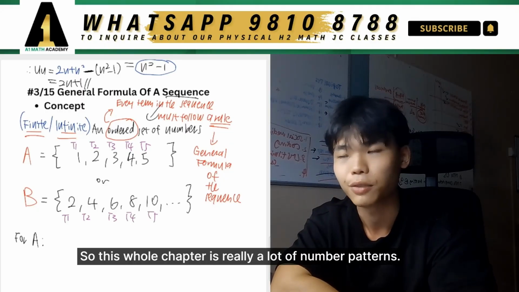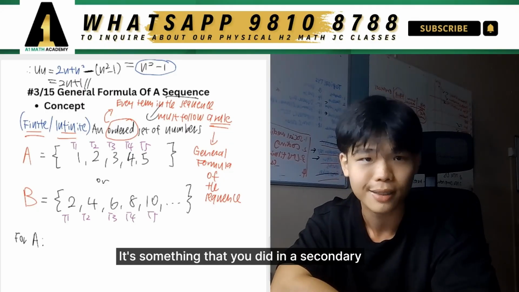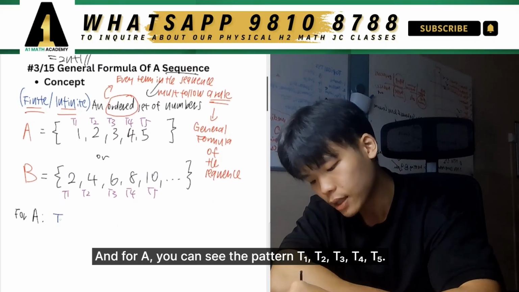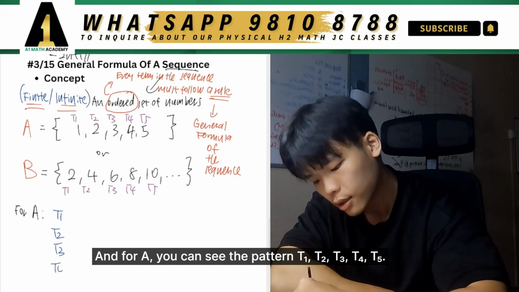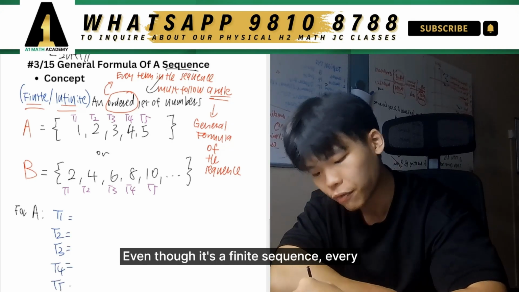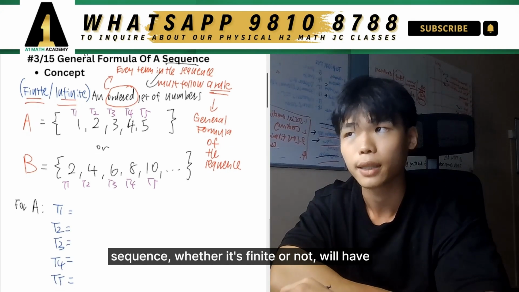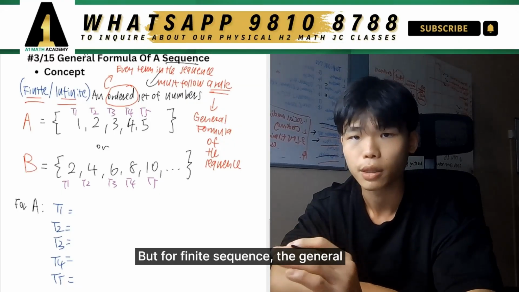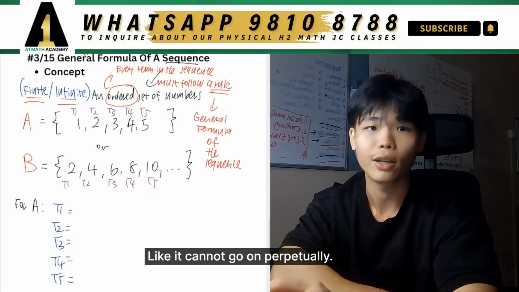So this whole chapter is really a lot of number patterns. It's something like you did in secondary 1 when you were just 13 years old, right? And for A, you can see the pattern T1, T2, T3, T4, T5. Even though it's a finite sequence, every sequence, whether it's finite or not, will have its own general term you can use, right? But for a finite sequence, the end value will be capped. It cannot go on perpetually.